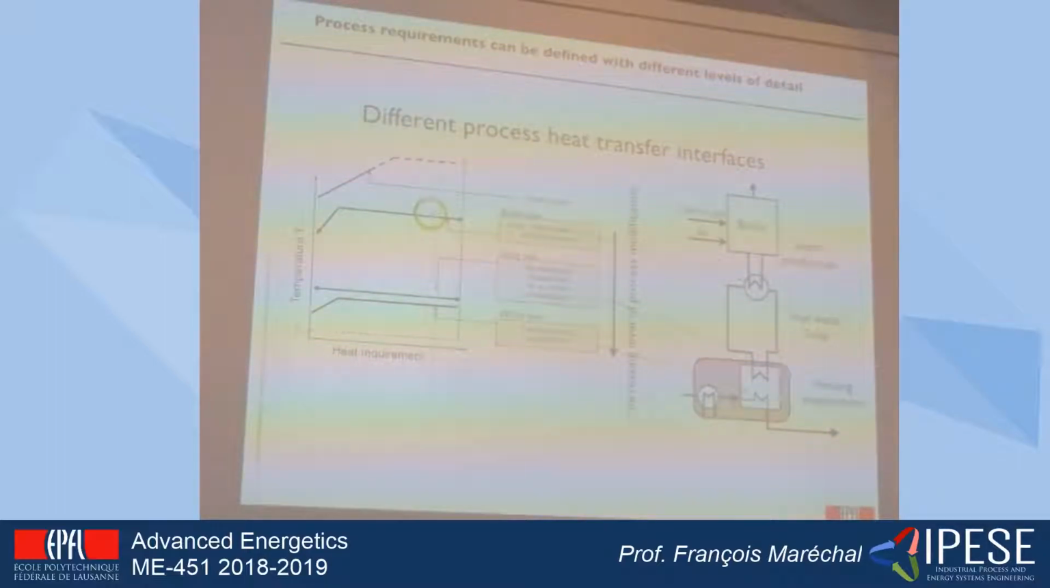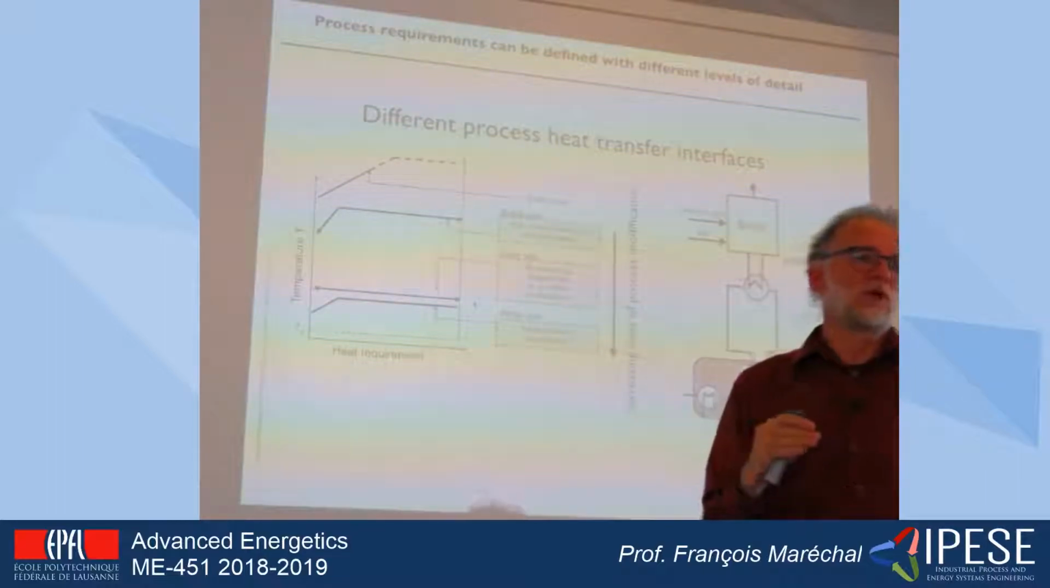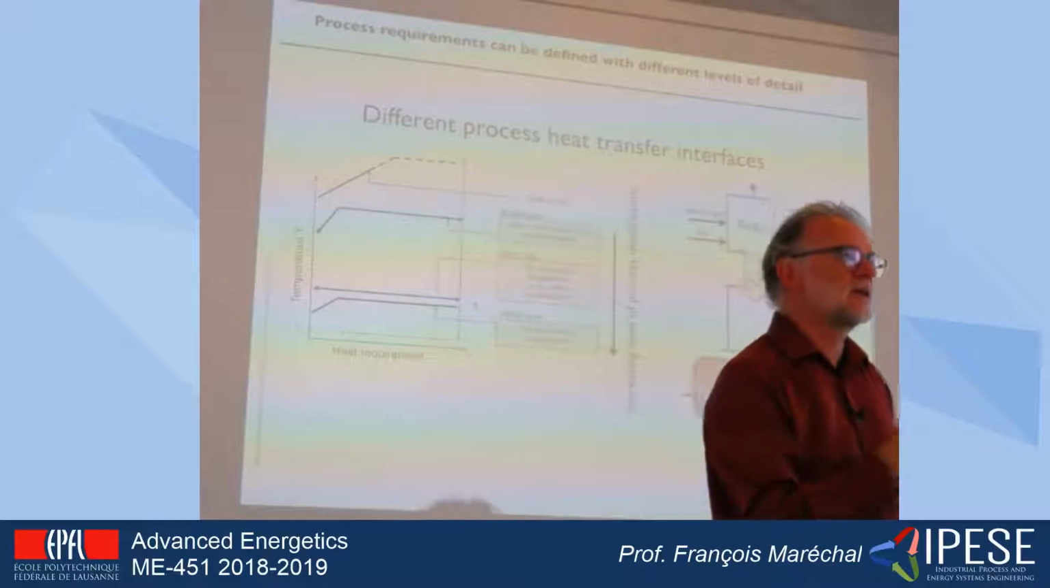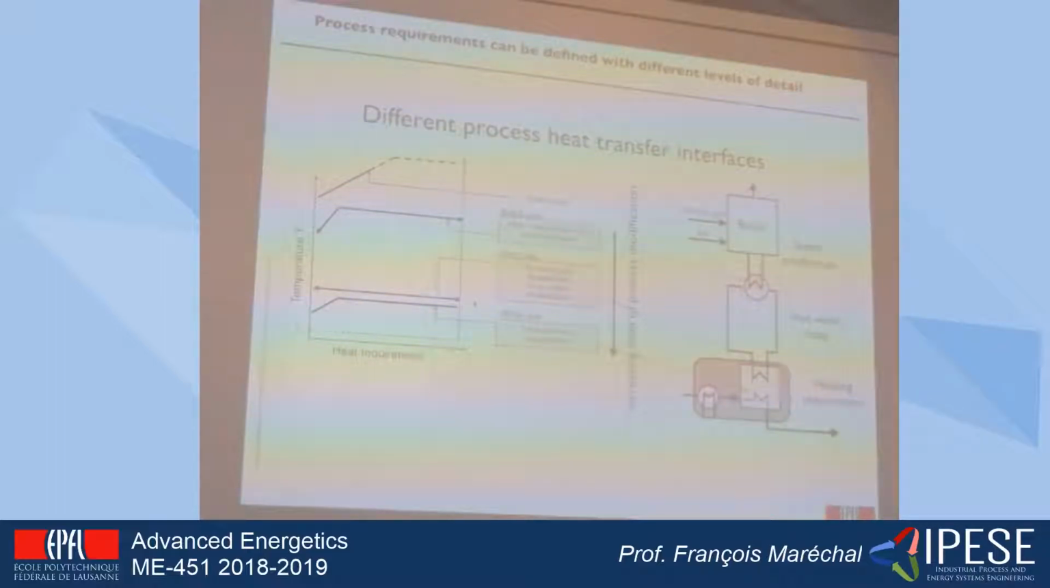If I have to produce the steam, I will be at this temperature level. If I have to produce the hot water, I will be here. If I have to heat the process, then I will be here, okay? And what you can see is that the closer I am from the process, the lower is the exergy required to heat the stream. The same amount of heat, but with different quality.